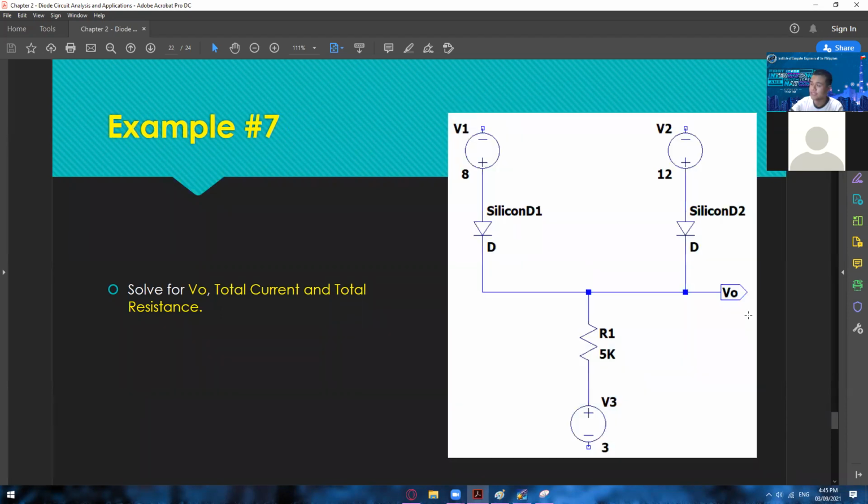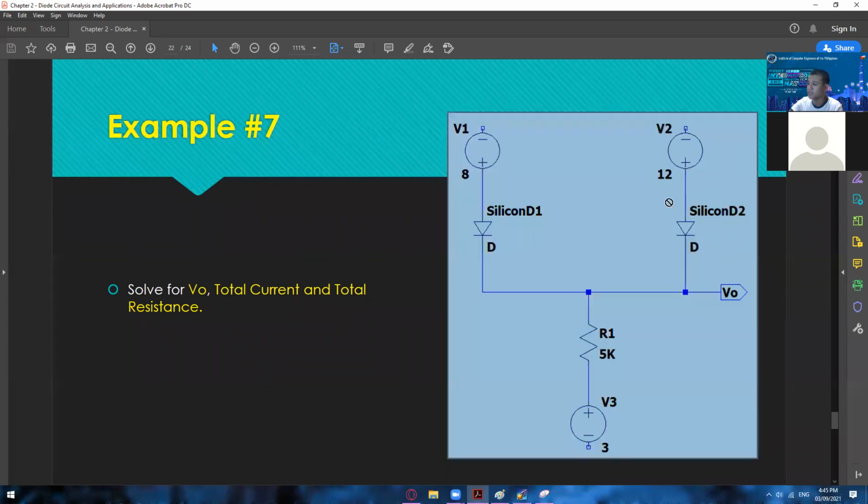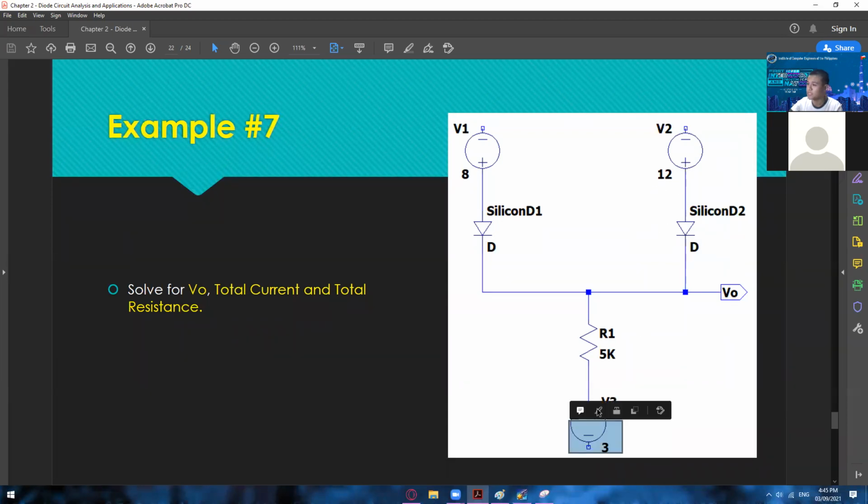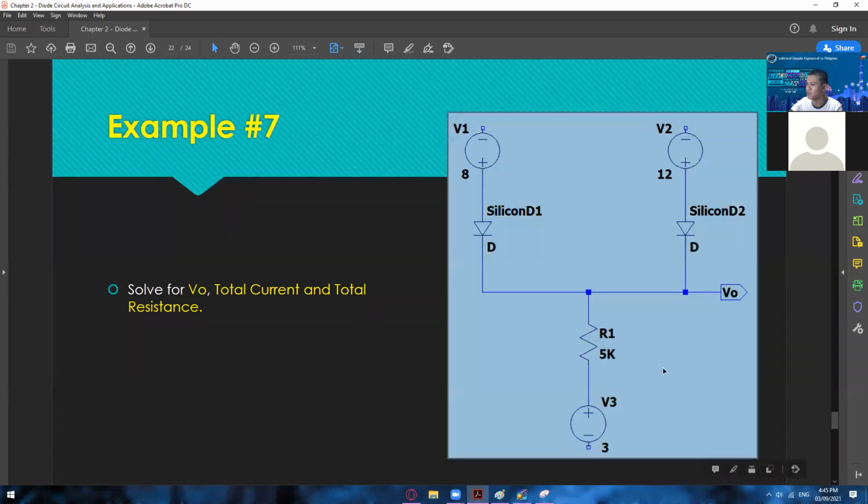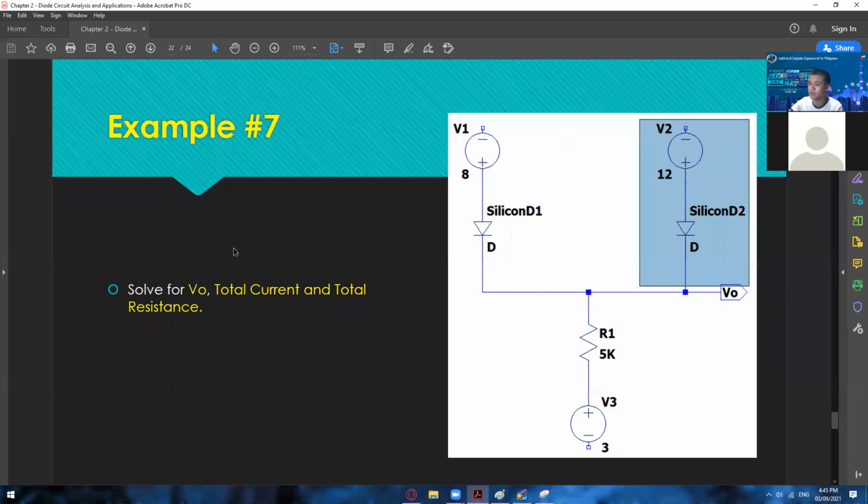Whichever is the highest voltage source, that is the one that will dominate the flow of current of the entire circuit. So this one has 8 volts, and it has a voltage drop of 0.7, so this one is 7.3, and this one has 12, and it also has a voltage drop of 0.7, so it will give us 11.3. And this one has 3, so you don't even need to solve this one, you already know it has no chance. So in other words, this is where we are going to base the reading of your VO.